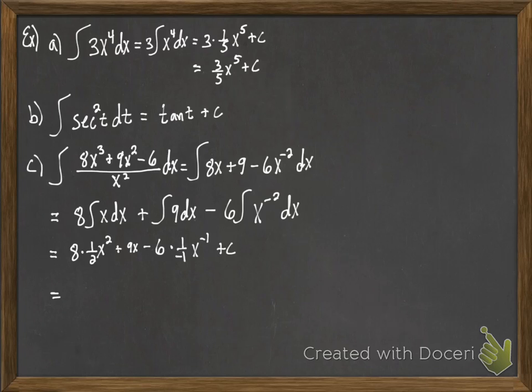Now it's just a matter of going through and doing a little bit of cleaning. 8 times 1/2 would be 4x squared plus 9x, and then the two negatives make that plus 6, and then it's x to the negative 1, so it'll be over x.